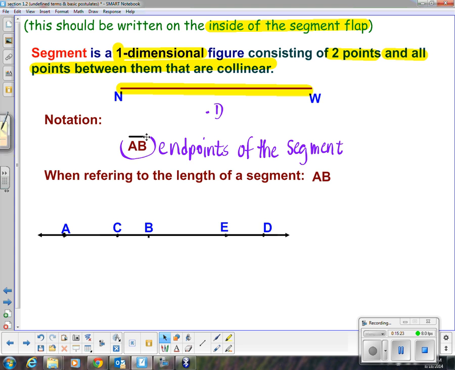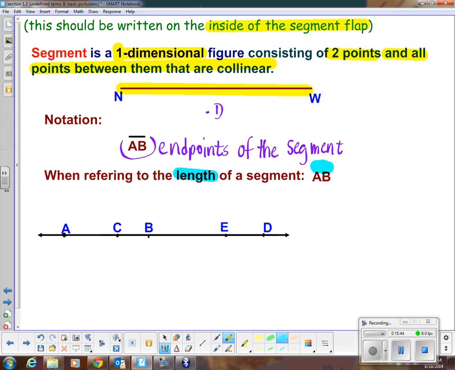Notice there are no arrows. So I'm going to be very picky because it's significant. If you put arrows on top of here, it's no longer a segment. You're referring to line AB. When you don't have arrows, you're referring to segment AB. Now, when you're referring to the length, and this is all being written on your foldable, when you refer to the length of a segment, notice there is nothing on top. So when you see A and B or two letters written together, that is the distance or the length of the segment from A to B.